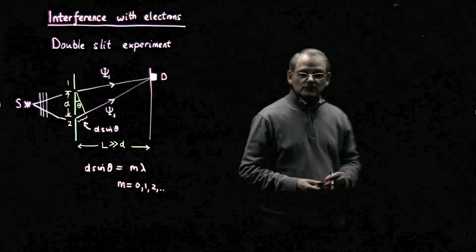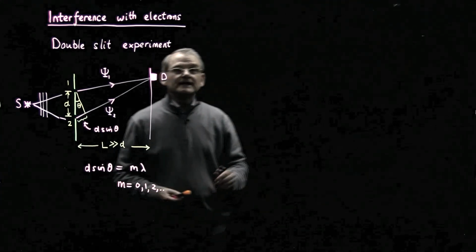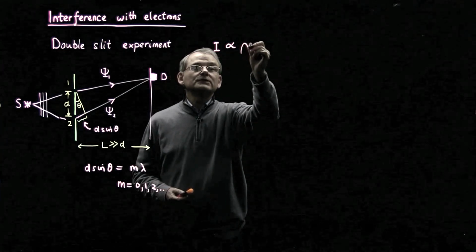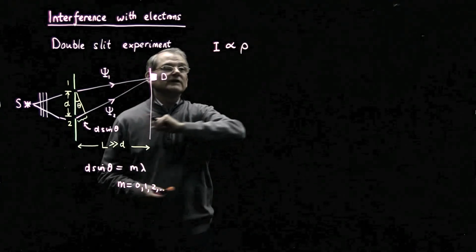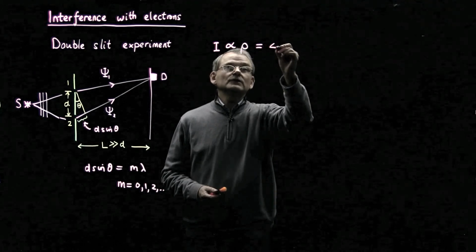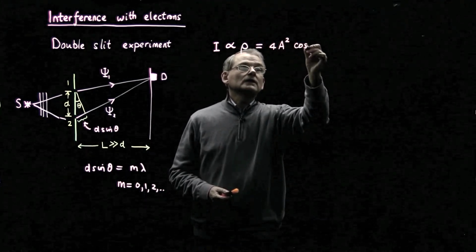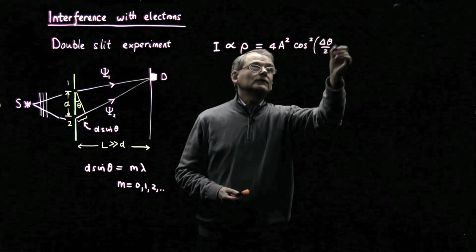In the second video, we showed that the probability density, and hence the intensity, since the intensity is proportional to the probability density, went as follows when we coherently split these two wave functions. The probability density went as 4a squared cosine squared of delta theta on 2.